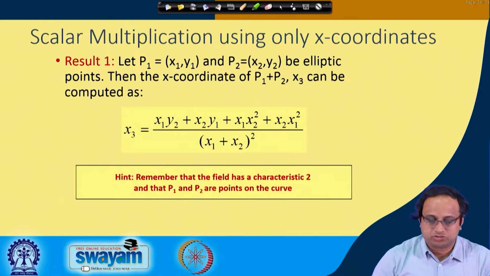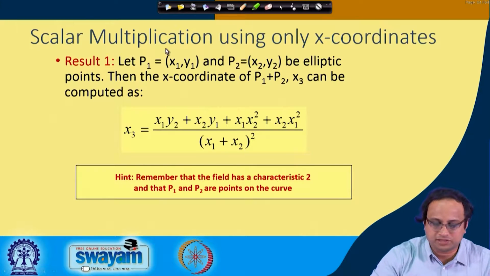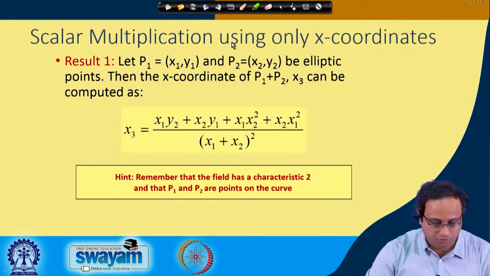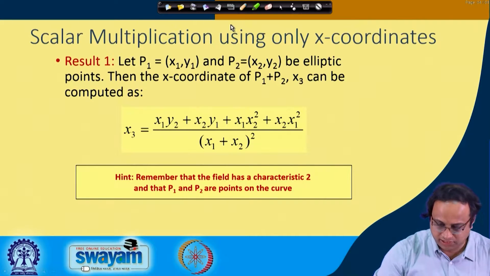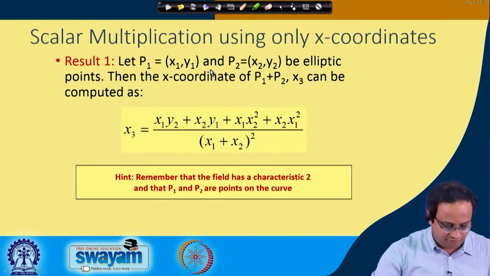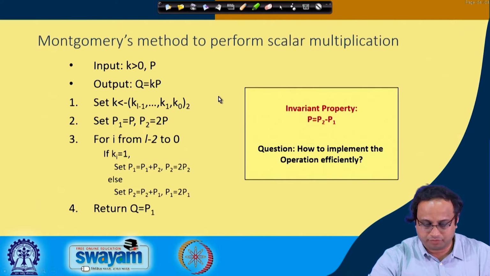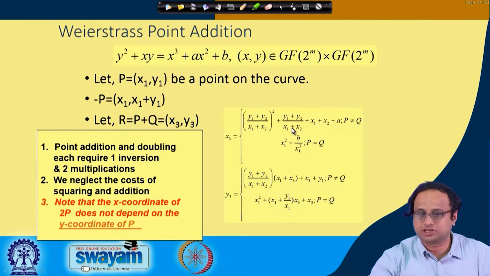So the first result of significance here is this: if p1 is x1 comma y1 and p2 is x2 comma y2, then the x coordinate of p1 plus p2 is x3, and it can be computed by this equation. We can work out this result; we will derive it from this addition equation, of course with some more simplifications.